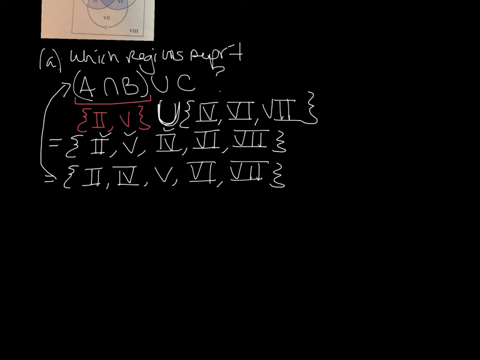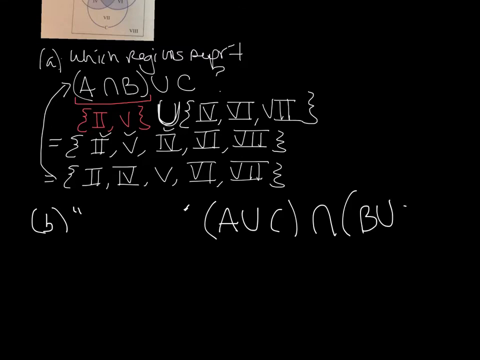And part B is which regions represent A union C, and then we're going to intersect that with B union C. Okay, so let's do the same thing. Let me make sure I wrote that correctly. Yes, let's find this guy, right?